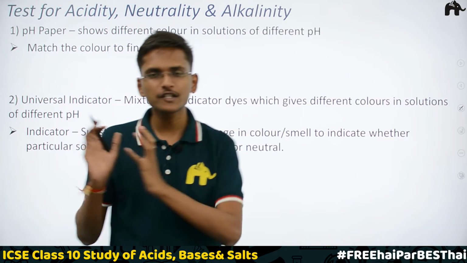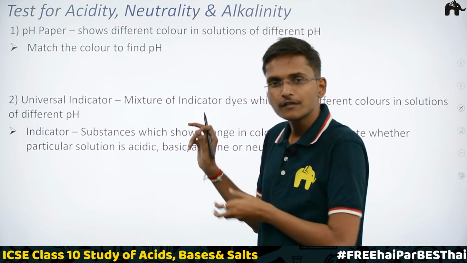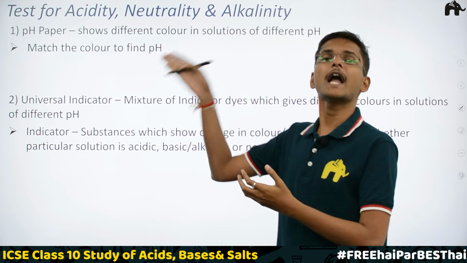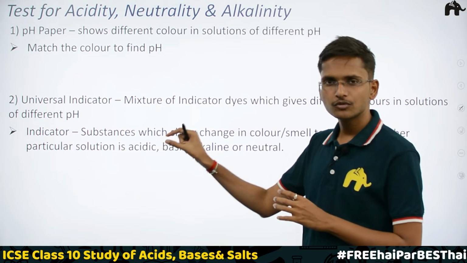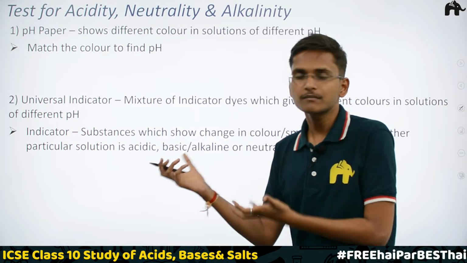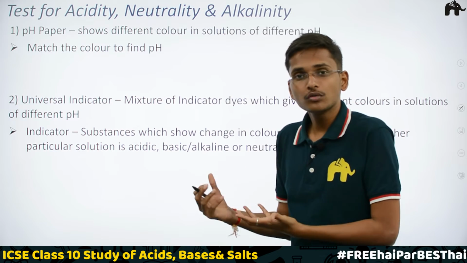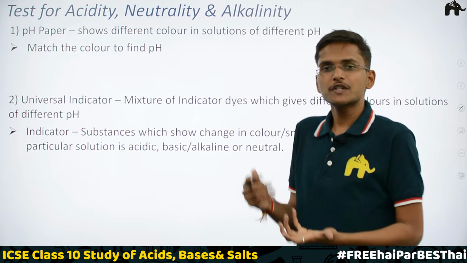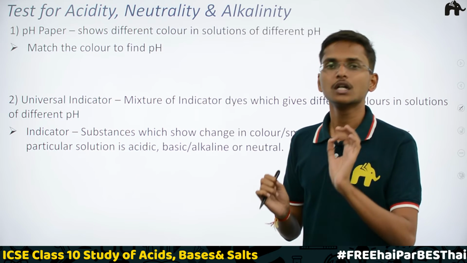I have told you about the reference paper, right? We have some reference paper and we compare the color of the solution, the color we got after adding the universal indicator into it, with a particular pH value. In front of that color the pH value is written, and then we get to know that the solution has that particular pH. But actually we have to remember which color corresponds to which pH value when we add universal indicator into a solution.